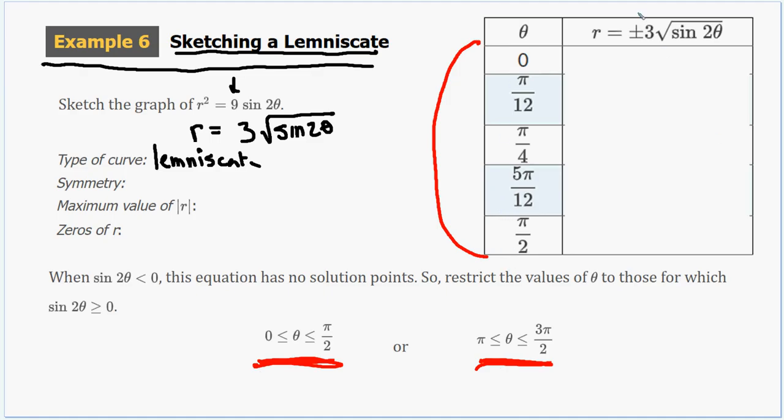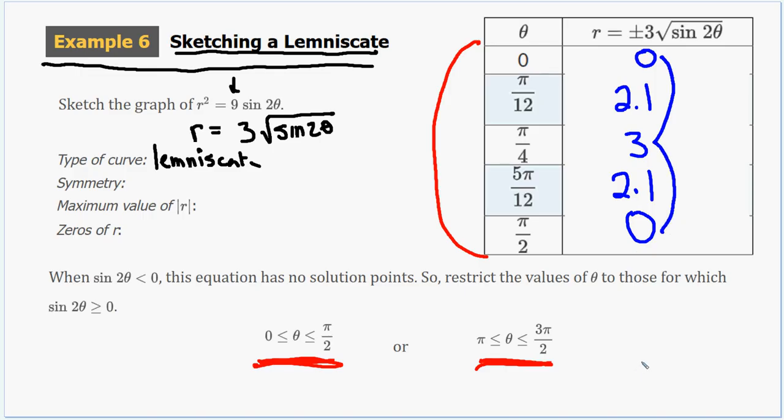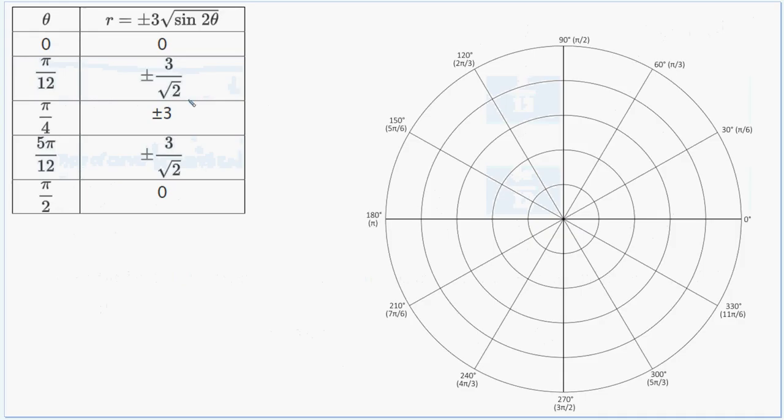So I would put that in my graphing calculator. 0 goes in, 0 comes out. Pi over 12 goes in, 2.1 comes out. Pi over 4 goes in, we get a 3. 5 pi over 12, that's just less than half pi, also gives us 2.1. Half pi takes us back to 0. So it does look like we go from the lowest value to the highest value and then back to the lowest. Let's graph these points on the polar graph and see what this is going to look like.